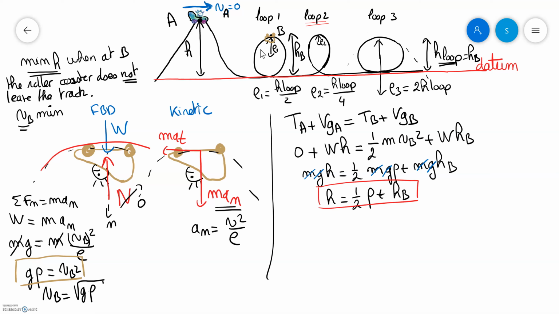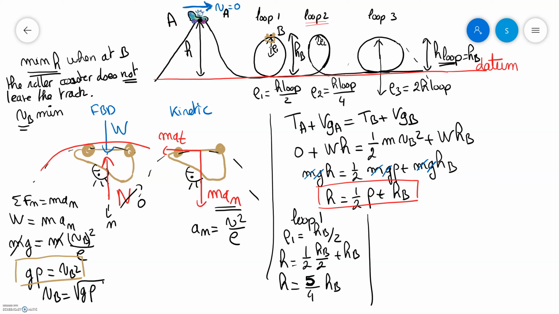Now we have 3 scenarios. First, loop 1: rho 1 is equal to HB divided by 2. So H is equal to 1/2 of HB divided by 2, plus HB. So this one is 1/4, so H equals 5 divided by 4 HB. Let's say HB equals 40 meters. H should be 50 meters.